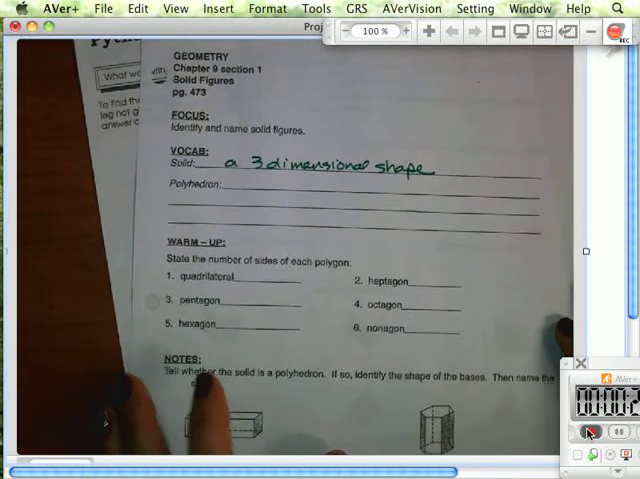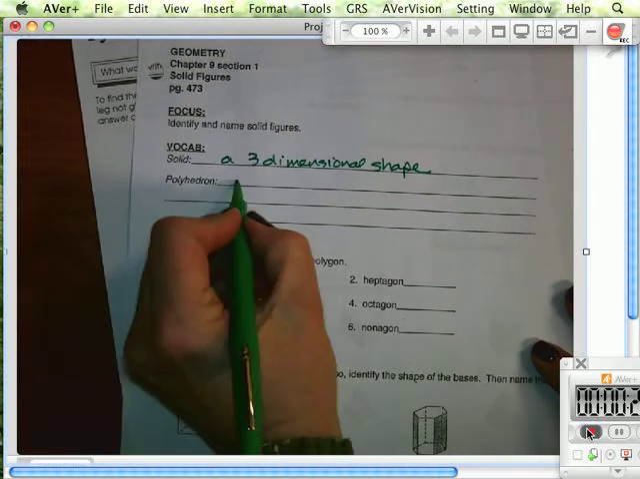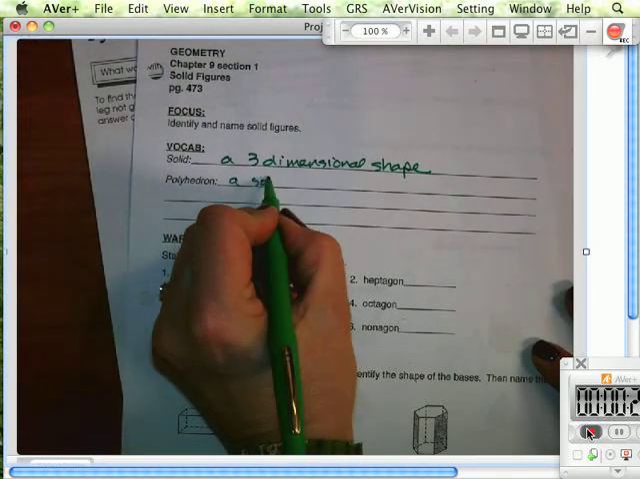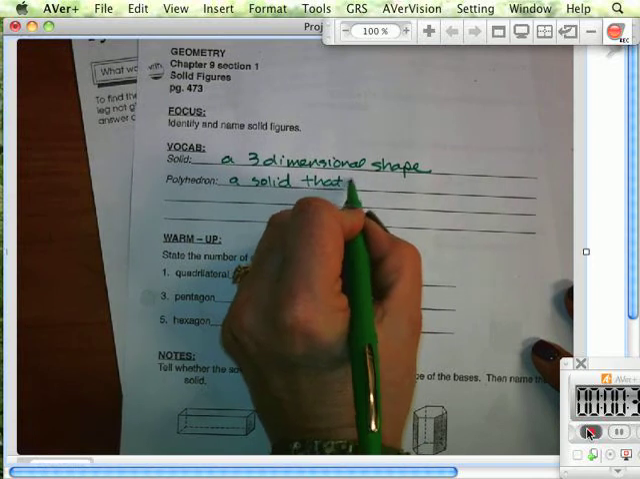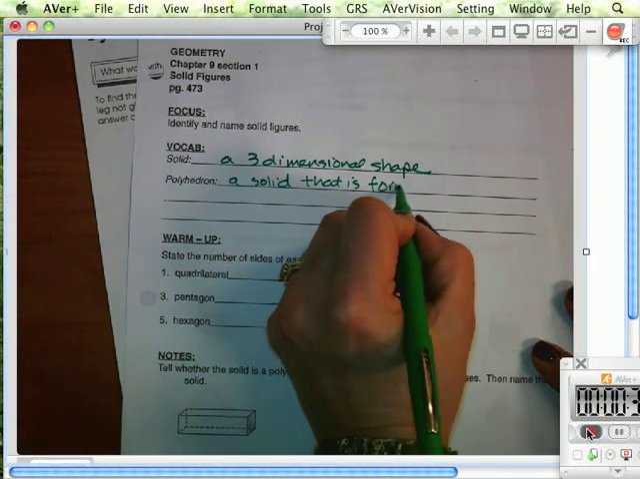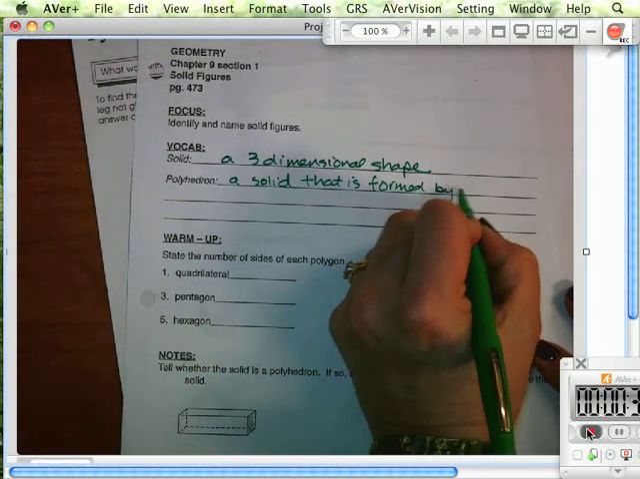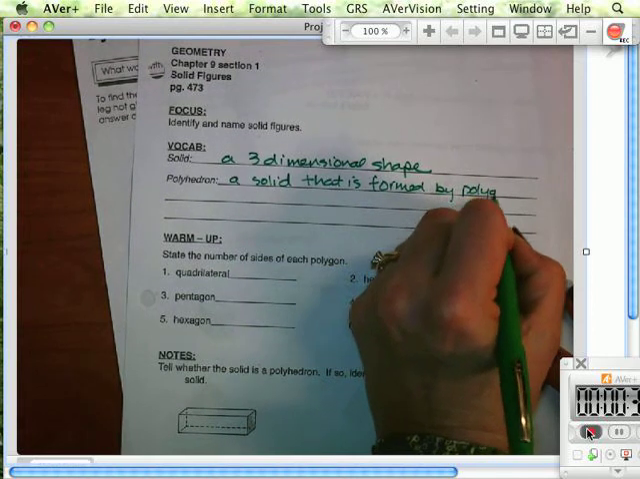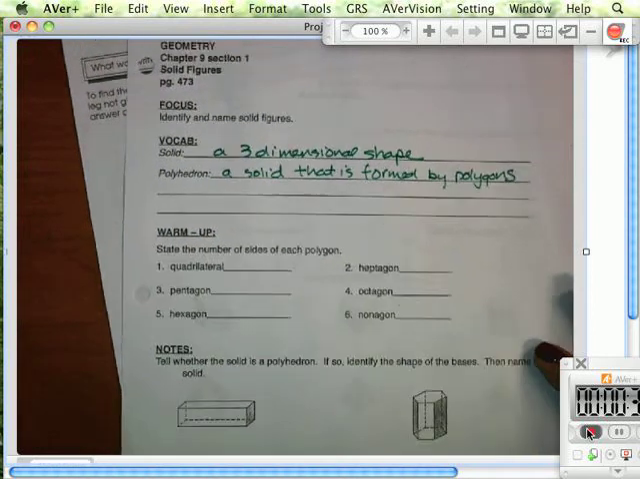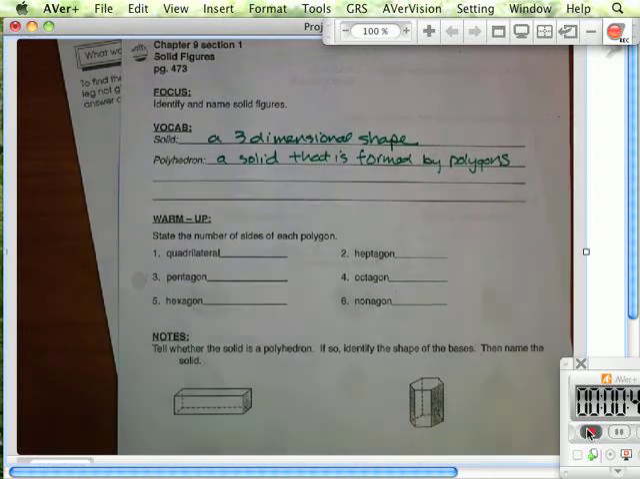Okay. A polyhedron is a solid that is formed by polygons. Okay. A solid that is formed by polygons.